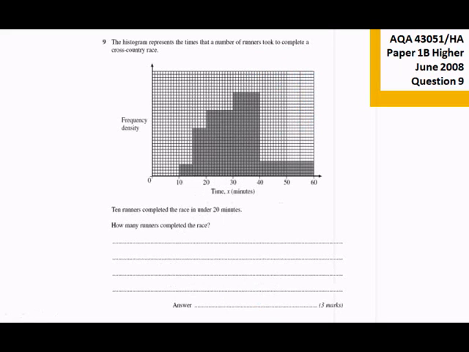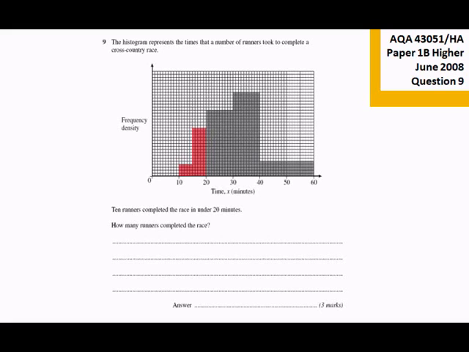Okay, here's another one, slightly easier to read. The histogram represents the times that a number of runners took to complete a race. So remember, it's the areas of these bars that represent the number of people, not the heights of the bars. 10 runners completed the race in under 20 minutes. How many runners completed the race? So those are the ones that completed the race in under 20 minutes.